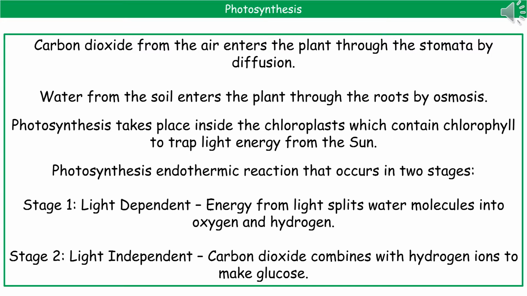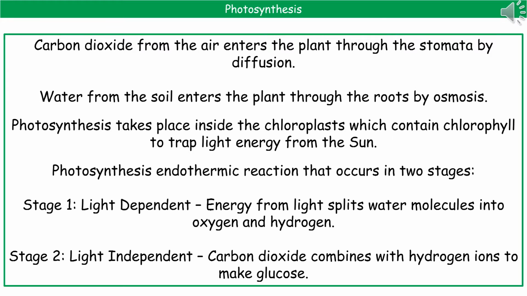When we've got those inside, we've got the process of photosynthesis that takes place, and that happens inside the chloroplasts, which contain chlorophyll, that green pigment to trap light energy from the sun. Photosynthesis itself is an endothermic reaction that occurs in 2 stages. Stage 1, the light-dependent reaction.